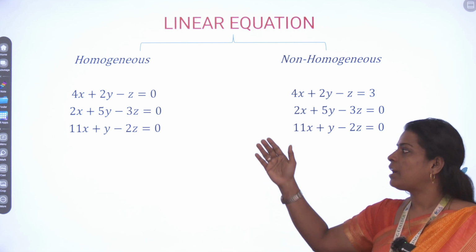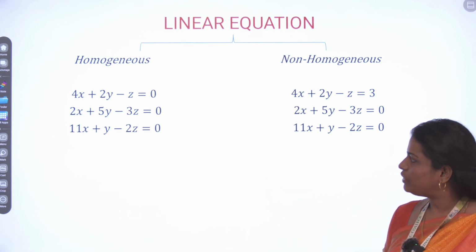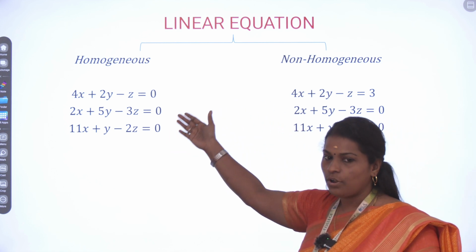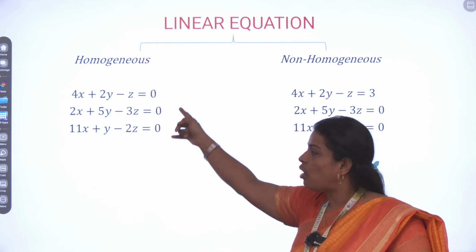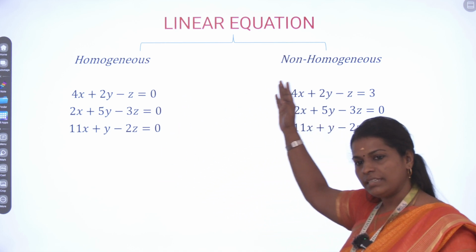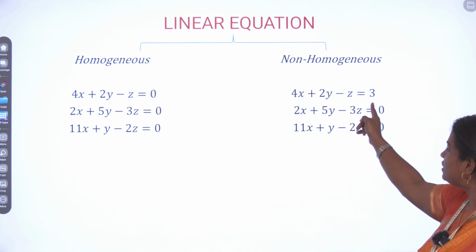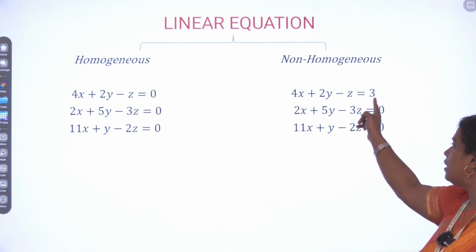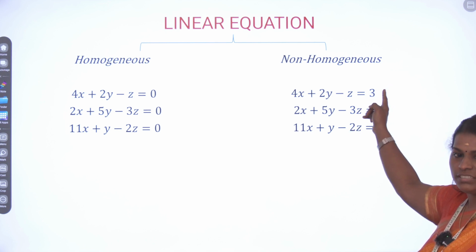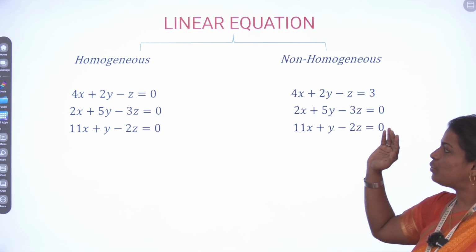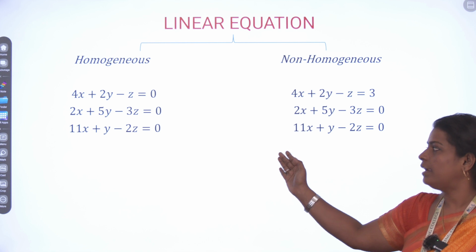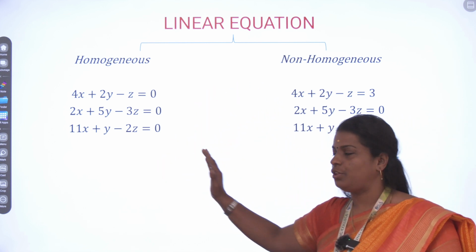Say for example, I have considered three equations. When we check the homogeneous system, all the RHS are 0, all bi's are 0. Whereas for the non-homogeneous system, for the first equation, bi is non-zero, which means it falls under non-homogeneous. So the condition for homogeneous is that all bi's should be 0.